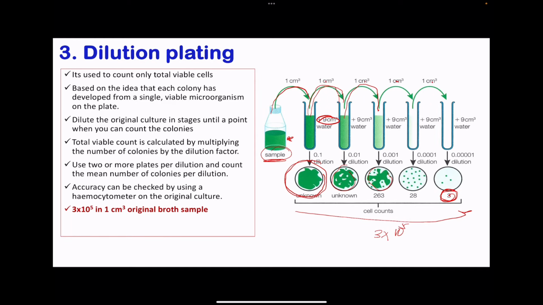In dilution plating, we only consider live or viable cells, because those are the cells that were able to create distinguishable colonies. But in the turbidity method, we are looking at absorbance or transmittance. Cells that are dead are also going to show some absorbance, so there is no distinguishing between cells that are alive and those that are not.